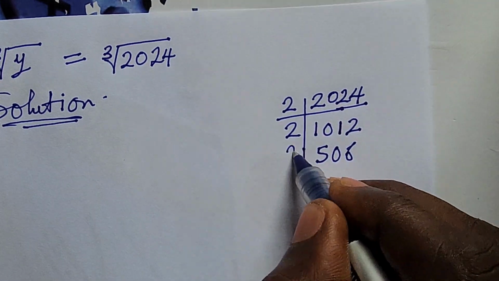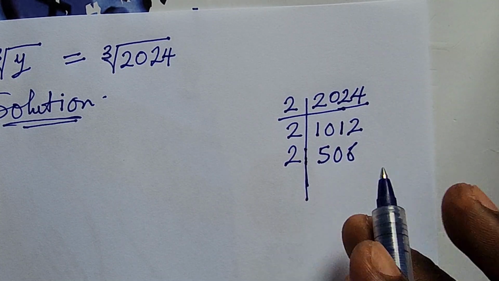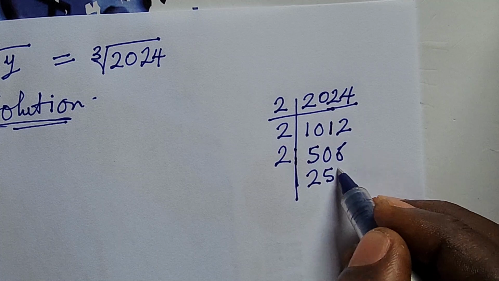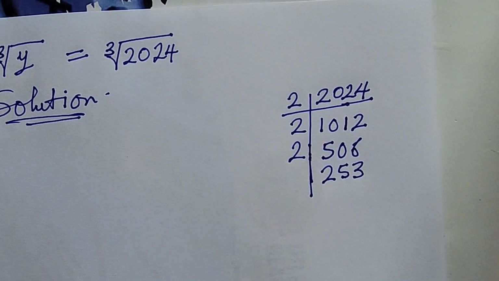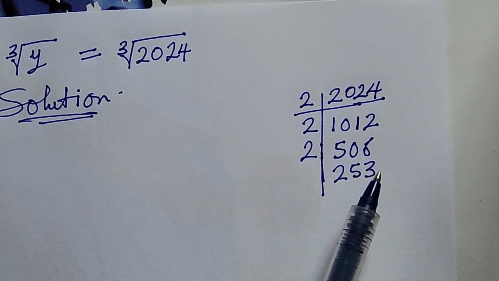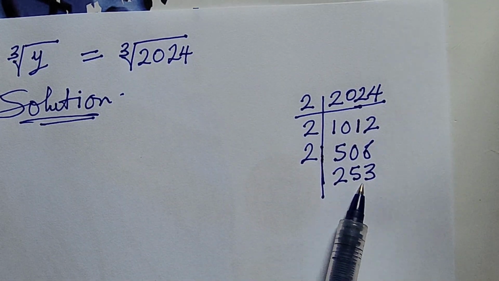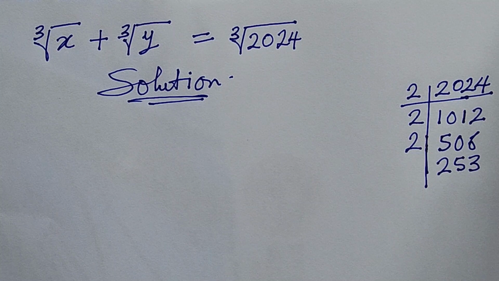Right? 2 can equally go again. So 2 into 4 here will give us 2. 2 into 10 will give us 5. And 2 into 6 will give us 3. So 2 cannot go again. In other words, we can rewrite this side of the equation as 8 times 253. So let's go ahead and rewrite this.